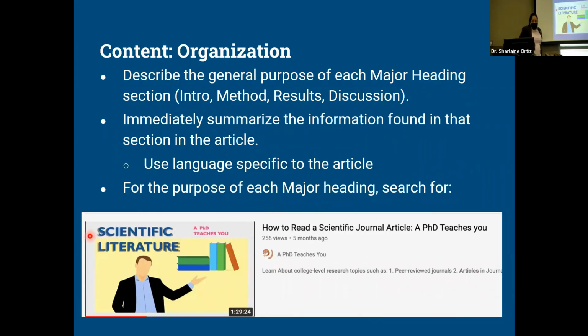How are you going to provide that organization for that paragraph? You're going to have the general purpose for each major heading. So for example, you have the introduction and explain what the purpose of that introduction was, the purpose of the method, the purpose of the results, and the purpose of the discussion. And once you explain the purpose of the introduction, summarize the information that you found. Once you explain the purpose of the method, summarize the information that you found, and so on.